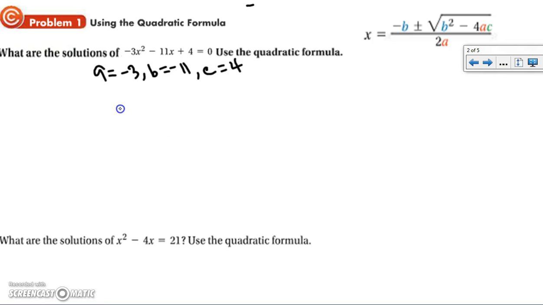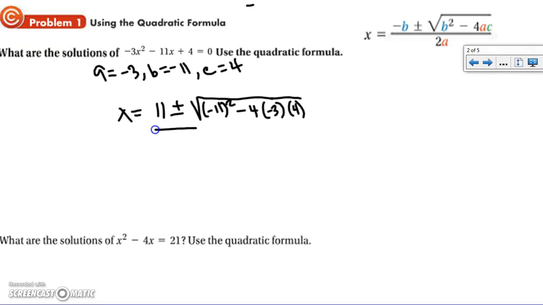Using the quadratic formula, we will start plugging in. So opposite of b, since my b is negative 11, I will take positive 11, plus or minus the square root of b squared, so b is negative 11 squared, minus 4 times a, which is negative 3, times c, which is 4. And that will all be over 2 times a, which is negative 3. So I've just taken the quadratic formula and I have plugged in my a, b, and c from my equation.